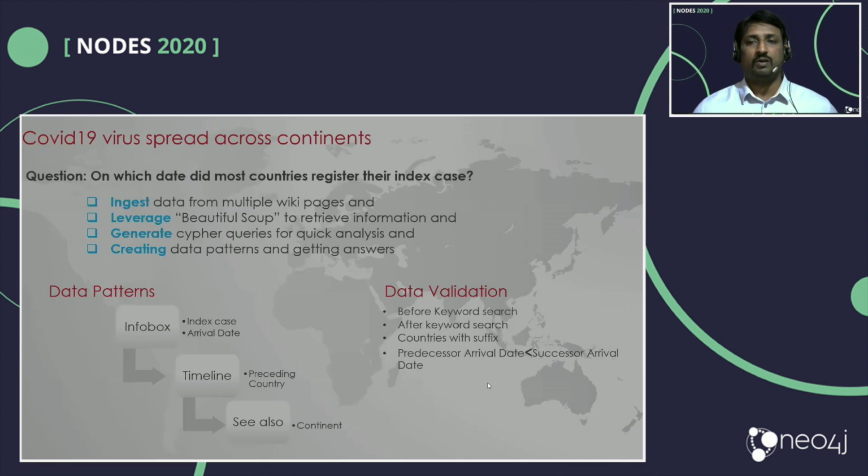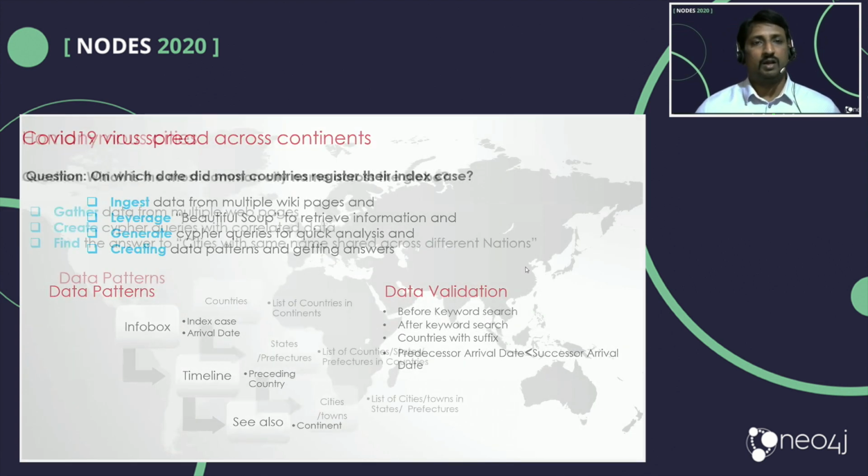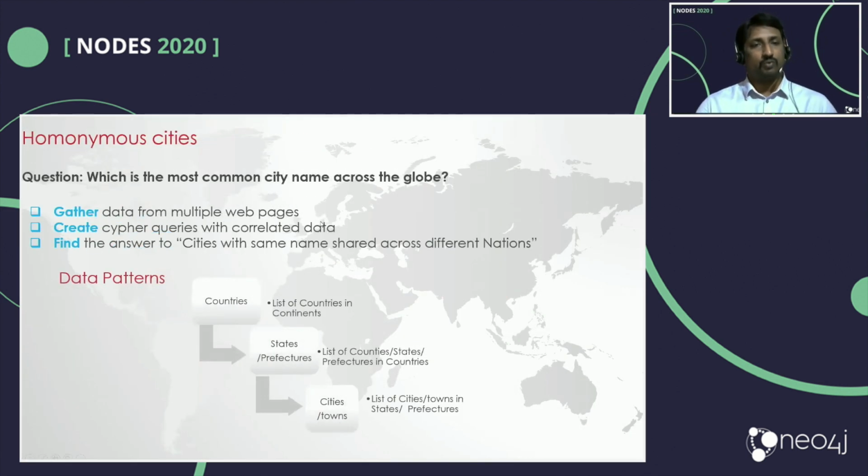Okay, now we follow the same process like homonymous cities. Let's start with the one question here. Which is the most common city name across the globe? If any of you don't know the answer, we'll find it in next few minutes. So we follow the same process step by step here.